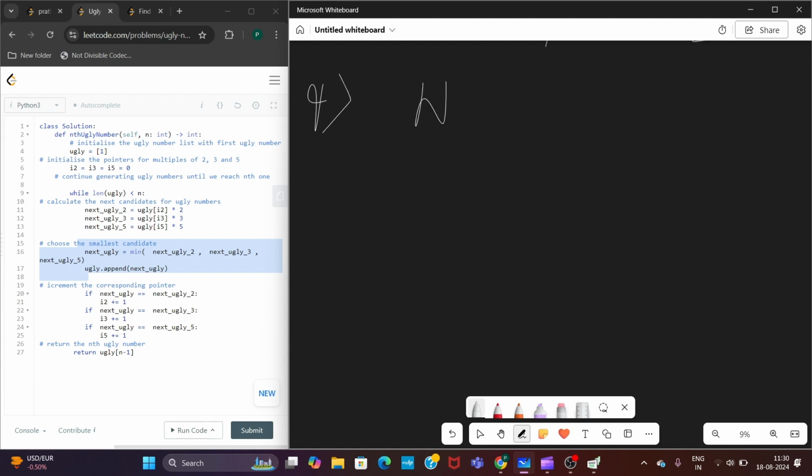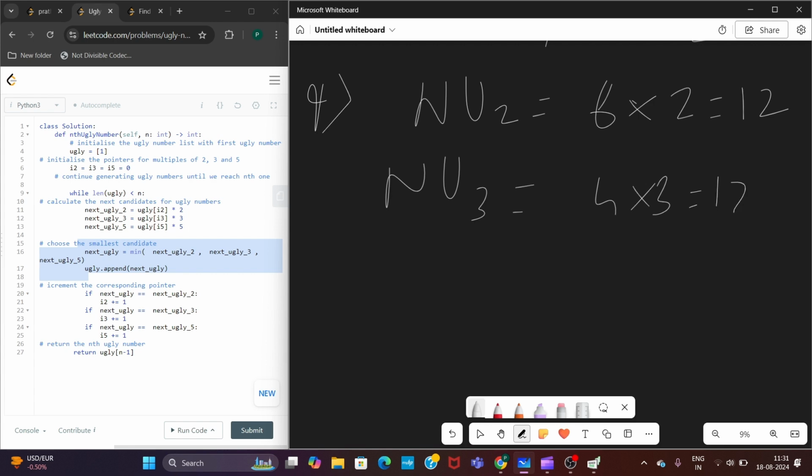So basically my next ugly of 2, it will be what? Ugly of I2 multiply 2, means 6 multiply 2, which is 12. Then next ugly of 3, which is ugly of I3 multiply 3, which is 4 multiply 3 equals to 12. Then next ugly of 5, which is ugly of I5 multiply 5, which is 3 multiply 5, which is 15.